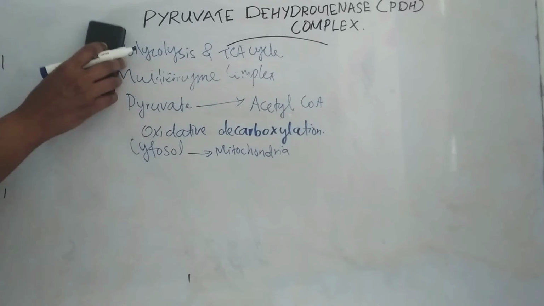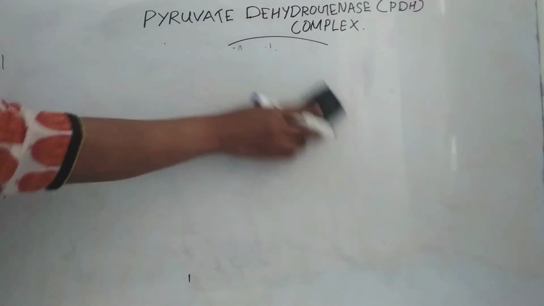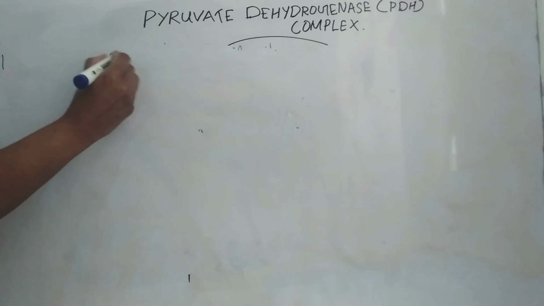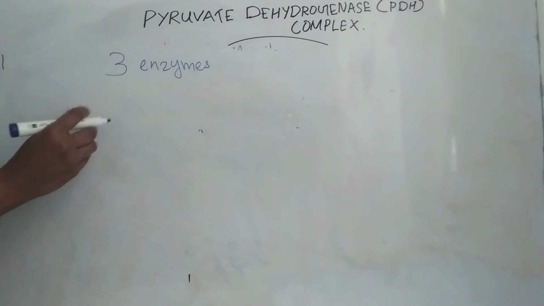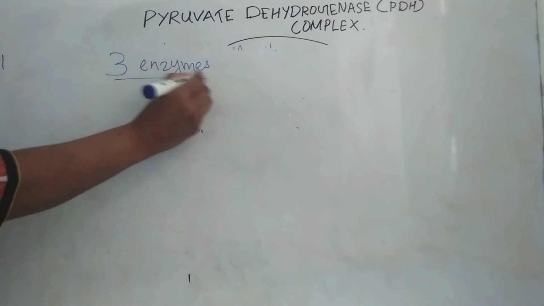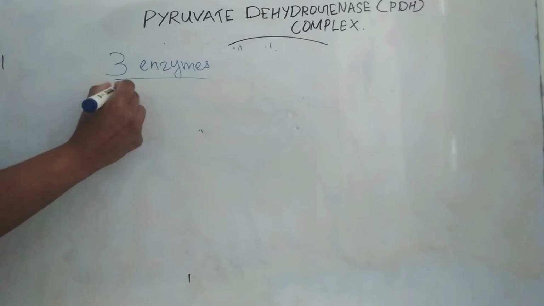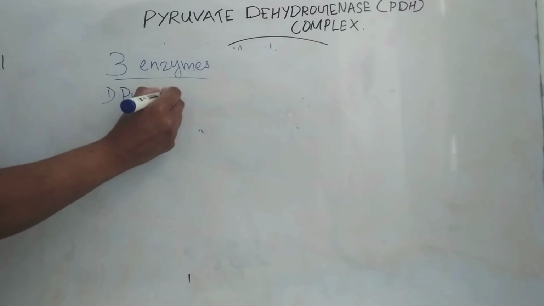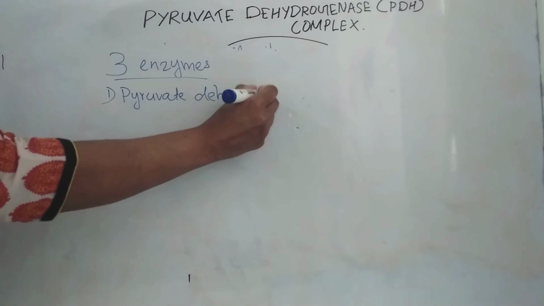This enzyme complex consists of 3 enzymes and 5 coenzymes. So, first we will see the 3 enzymes. The first enzyme is pyruvate dehydrogenase.